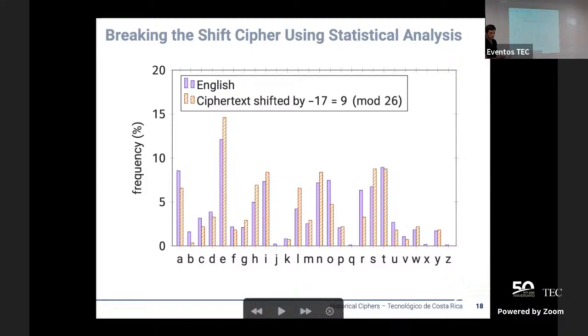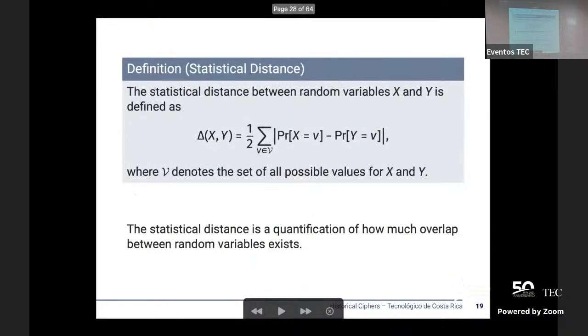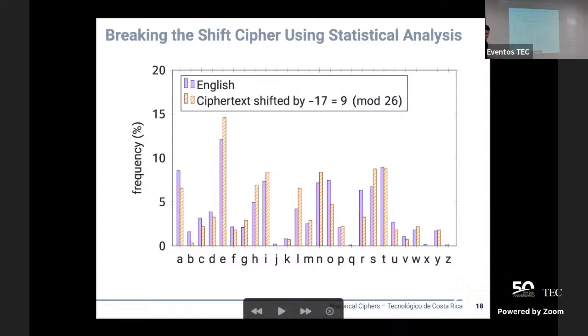So maybe we already found the key. If we try it, I don't think I have it on the slide anymore, but you can decrypt it yourself at home if you want to. You have no clue what the original text was anymore, but probably it's just from some book, because it's used text from books as an example. So this is a really simple way we can break that message.